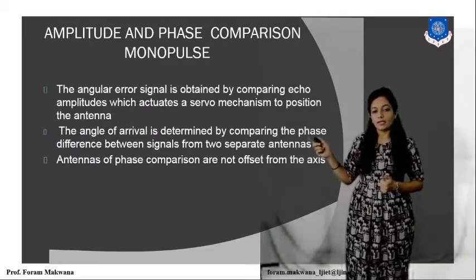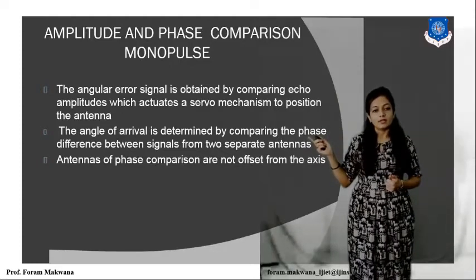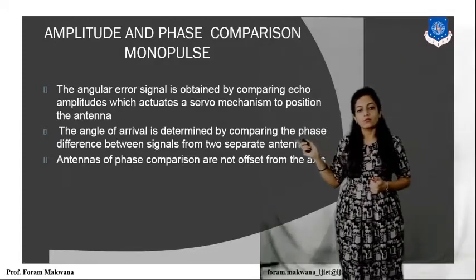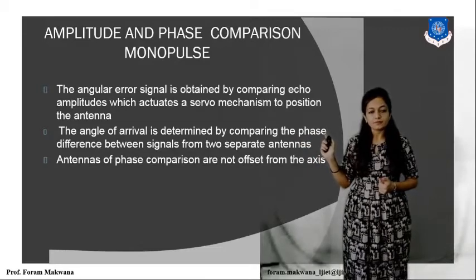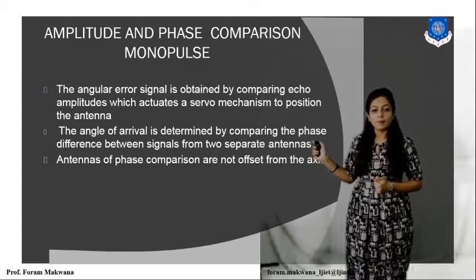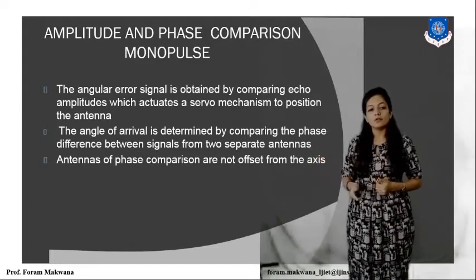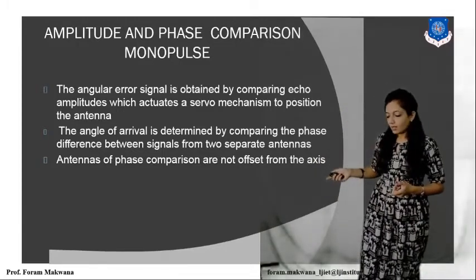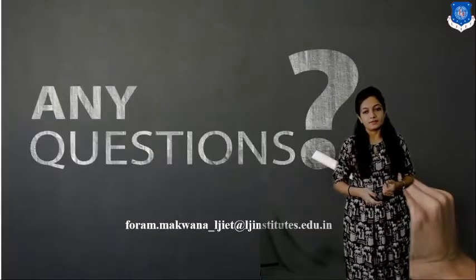Alright. So the angular error signal is going to be obtained by comparing the echo amplitude, which actuates the servo mechanism to position the antenna. Right. The angle of arrival is going to be determined by comparing the phase difference between the signals of two separate antennas. But the antennas of the phase comparison are not offset.